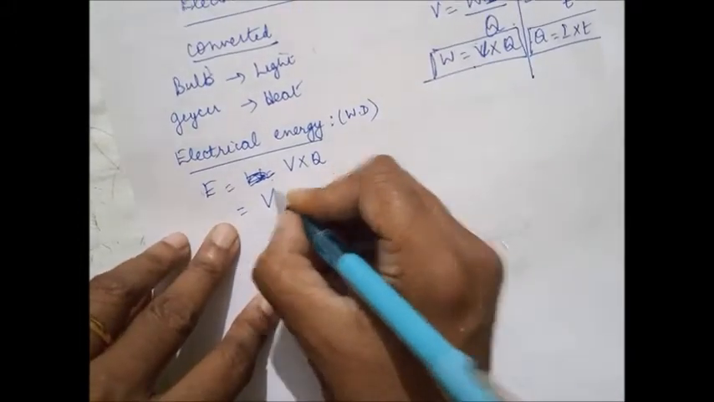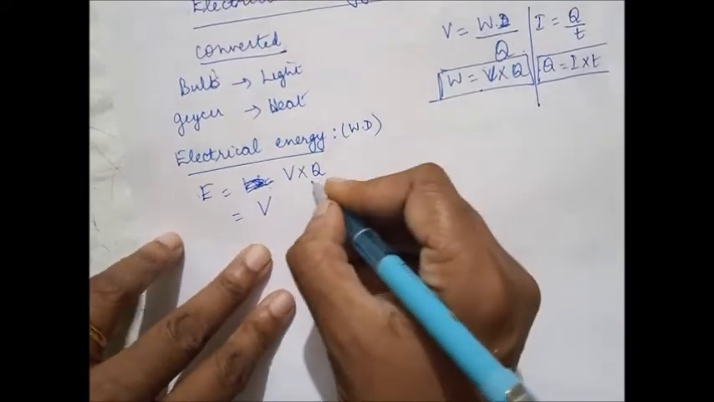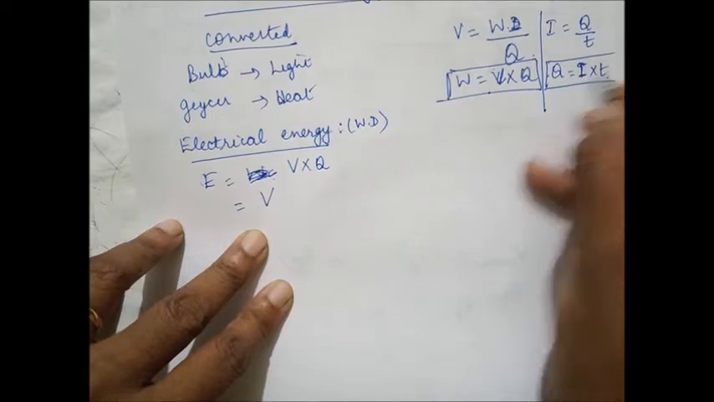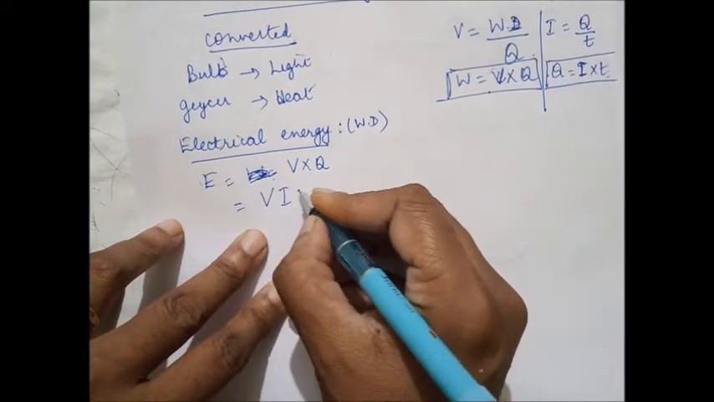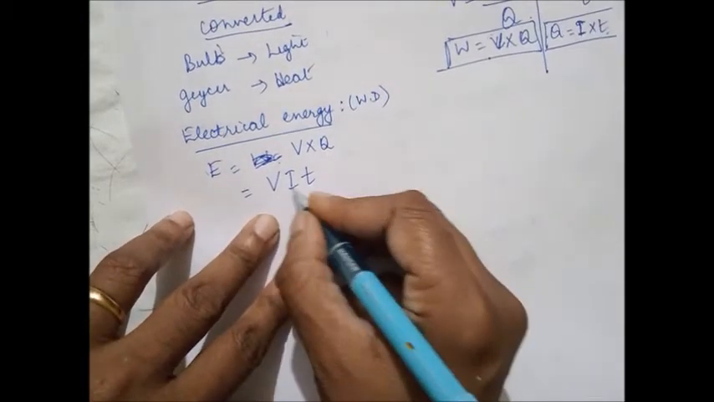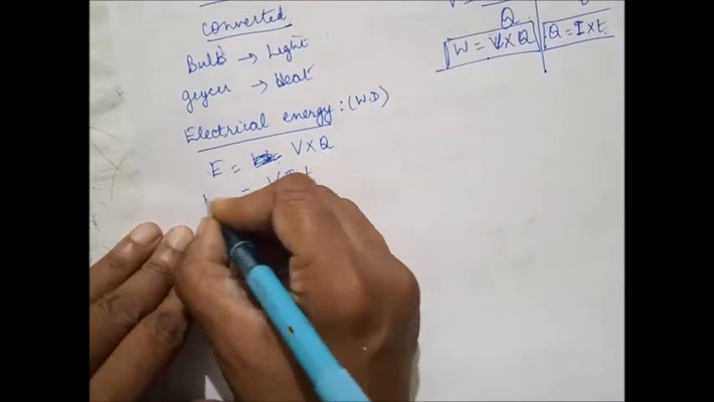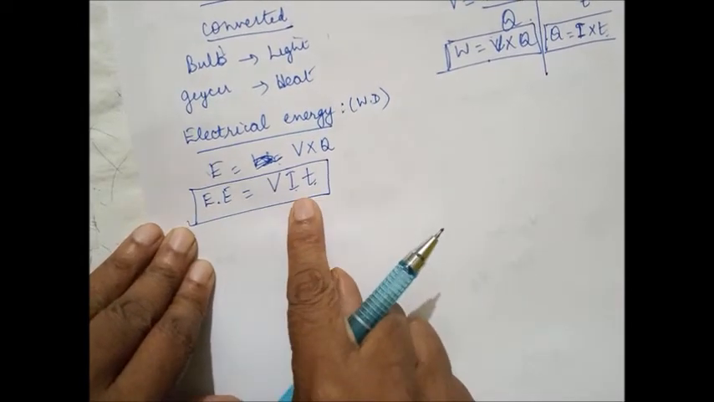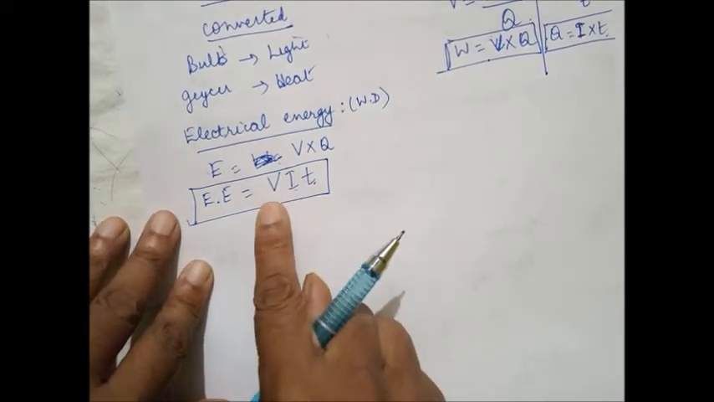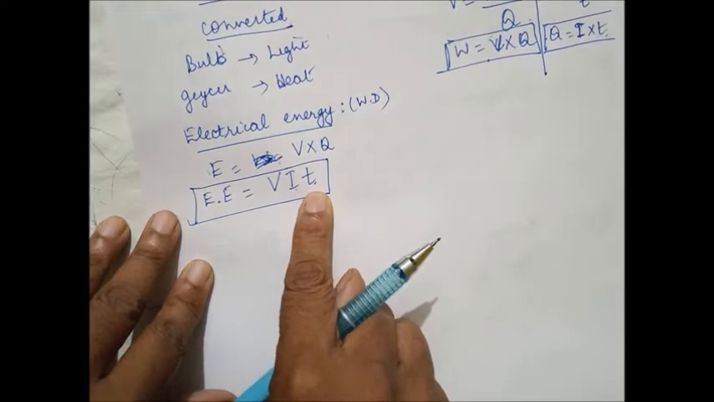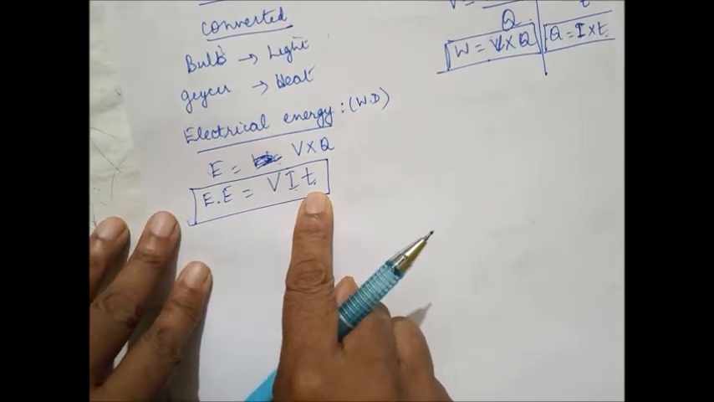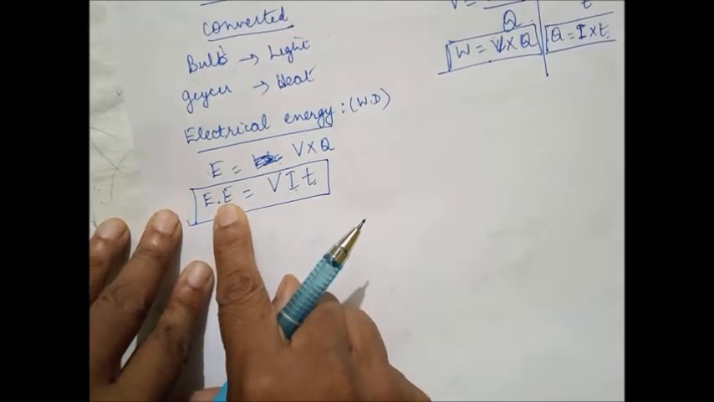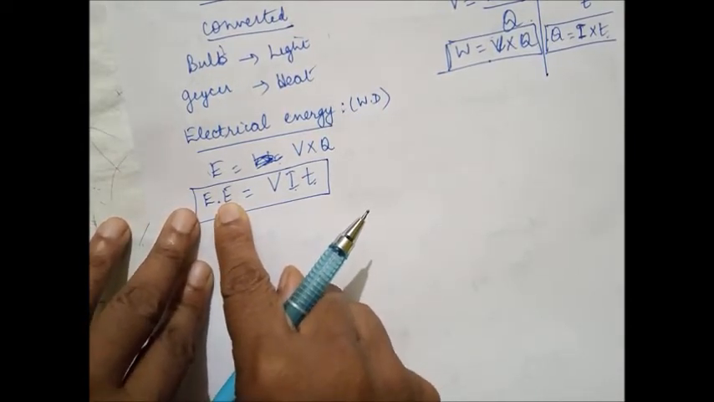So instead of Q, which is not generally a measurable quantity, I into T is measurable. Current we know, time we know. So I'm just replacing Q by I into T. This helps me get the first formula for electrical energy: V into I into T. Voltage into current into time for which the current flows. That will give me the electrical energy consumed by a particular appliance.